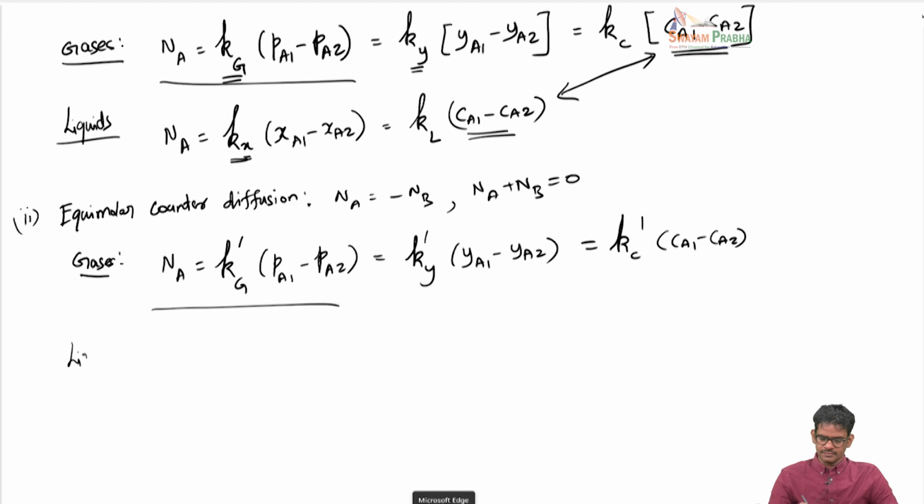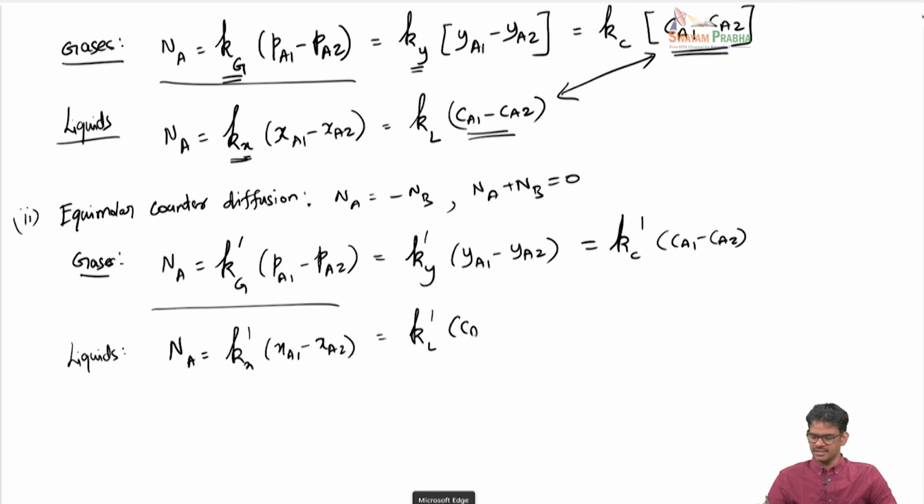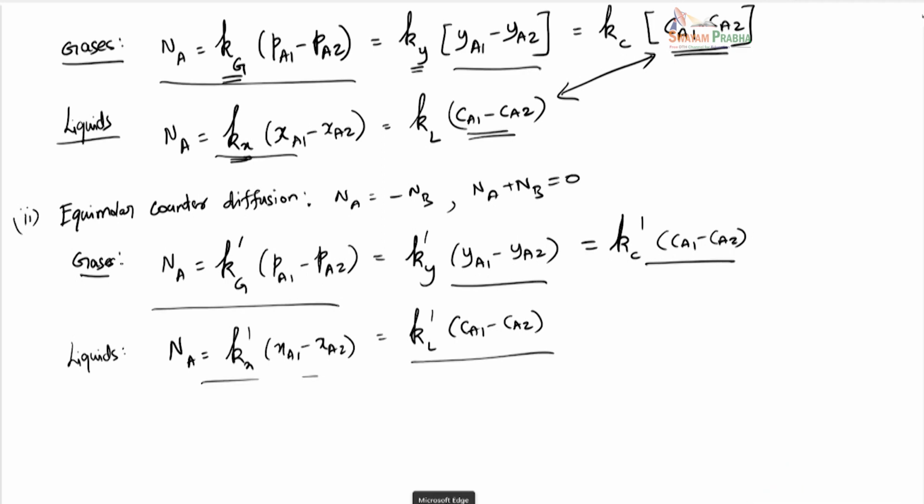For liquids, Na is written as Kx prime times Xa1 minus Xa2, or Kl prime with Ca1 minus Ca2 as the driving force. So you have to keep note of these different ways of writing the mass transfer rates and the corresponding mass transfer coefficients. Okay, so that's the point I'm trying to make here.